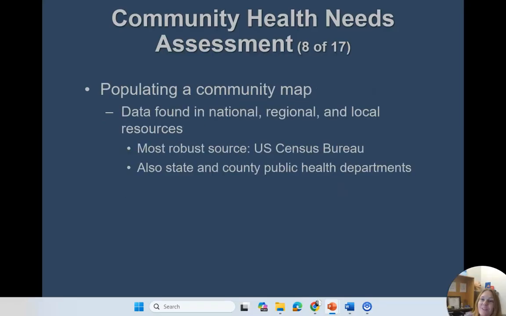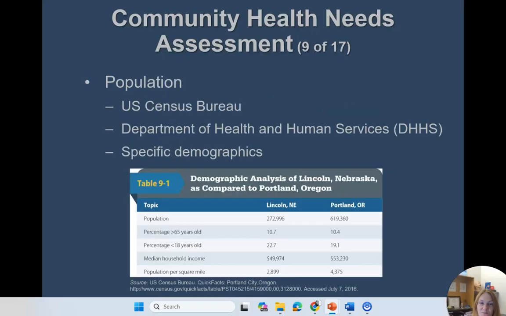So where does all this data come from? A variety of sources: national, regional, as well as local. The U.S. Census Bureau is often the most robust, but don't forget local and our state health departments. We utilize them heavily as well. In North Carolina, the county level data is gold when you are building these maps for our demographics.